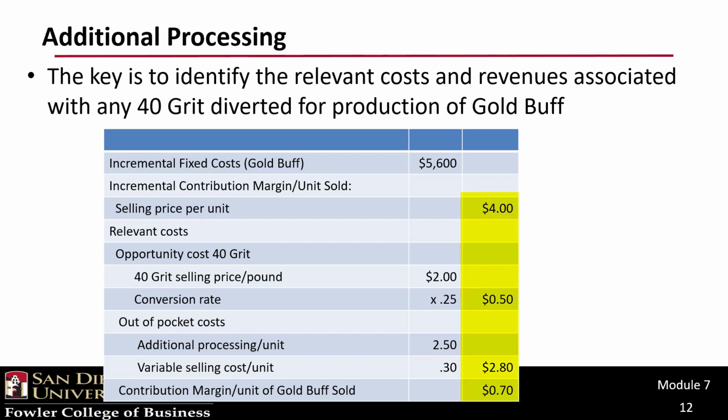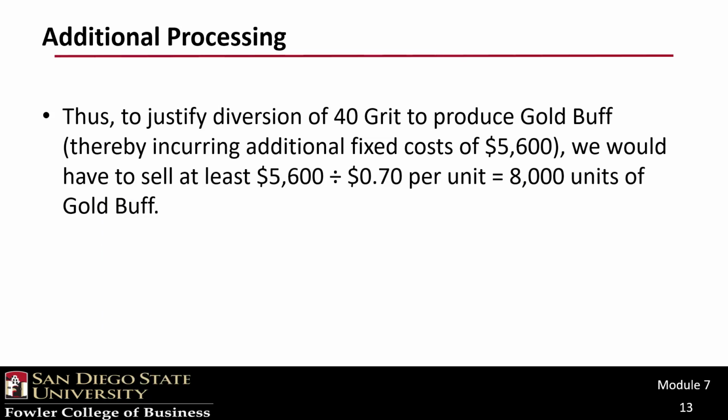So when we think about what is the contribution margin of our Gold Buff, it's the $4 selling price minus the 50-cent opportunity cost minus the $2.80 out-of-pocket costs, or 70 cents. So to justify diverting 40 grit to produce Gold Buff, and therefore incurring that additional fixed cost of $5,600, we would need to sell at least the $5,600 divided by the 70-cent contribution margin per unit, or 8,000 units of Gold Buff to make this worth it.